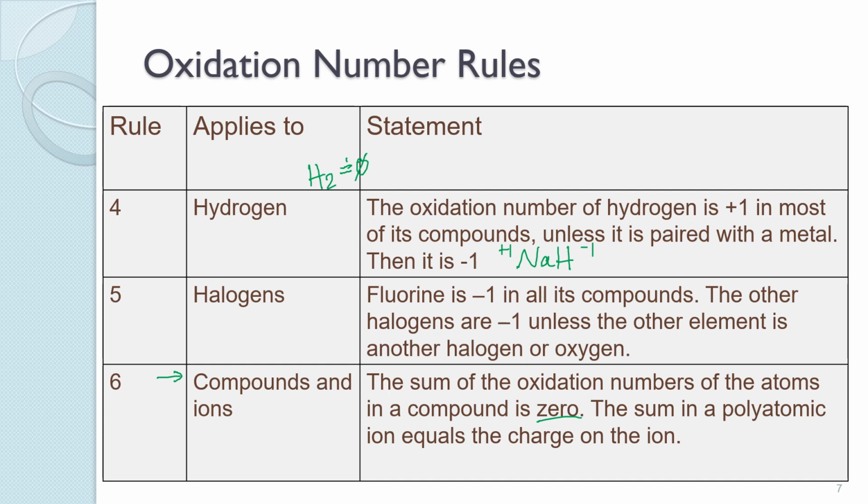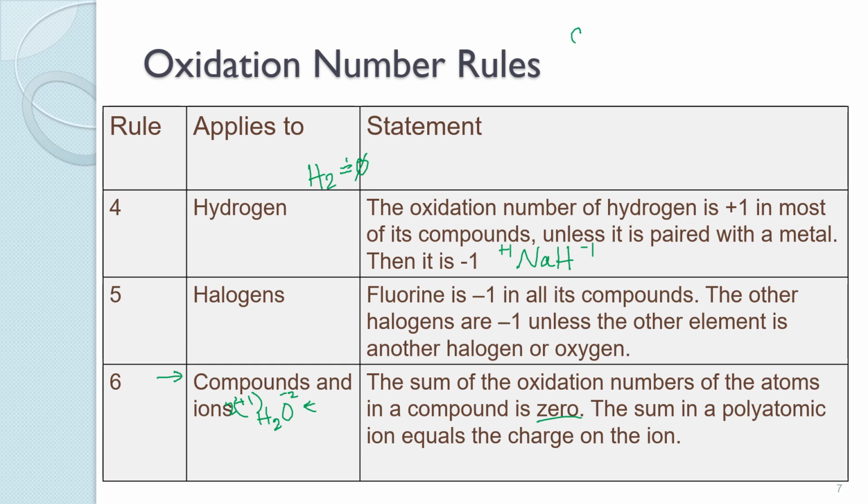So for example, if we have H2O, the total of all the oxidation numbers here equals 0. Each hydrogen is a +1, and there's 2 of them, so that's a +2. The oxygen's a -2, so 2 times +1 -2 will give me 0. So they always have to equal 0. If you have a polyatomic ion, the total of all the oxidation numbers has to equal the charge of the ion. So let me just do a few examples for you.